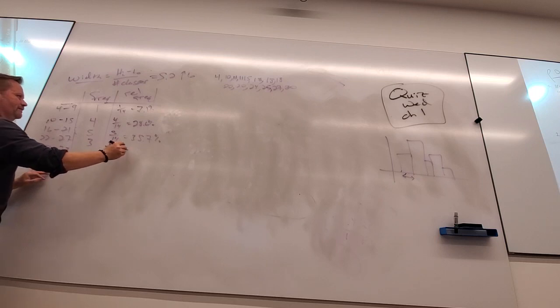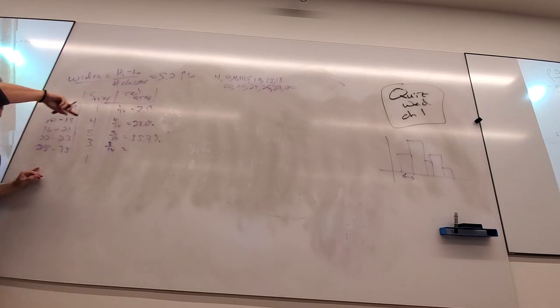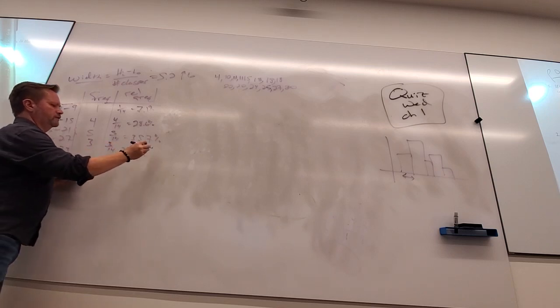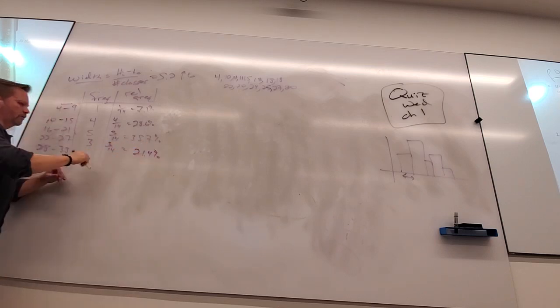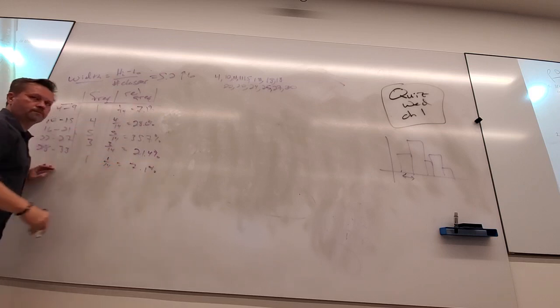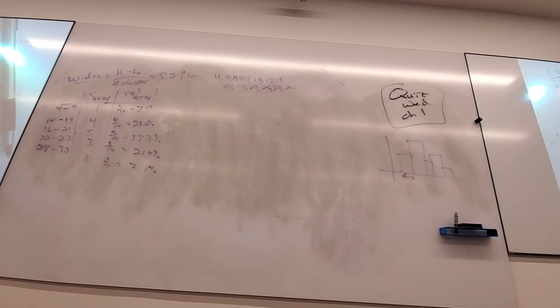3 out of 14. I could do the same thing except subtract, so then I would get 20.5. Is that about right? 3 divided by 14? 21.4. Oh, 21.5, so 21.4 roughly. And then 1 divided by 14, we saw that already, 7.1. All right, let me stop for a minute.